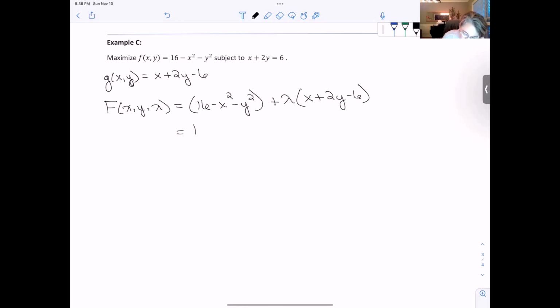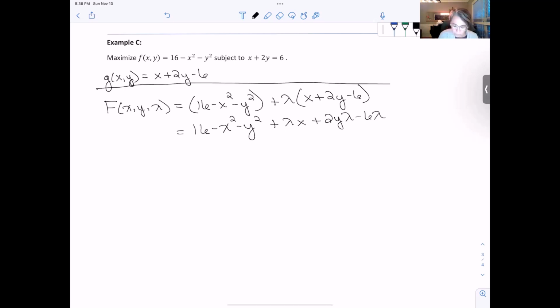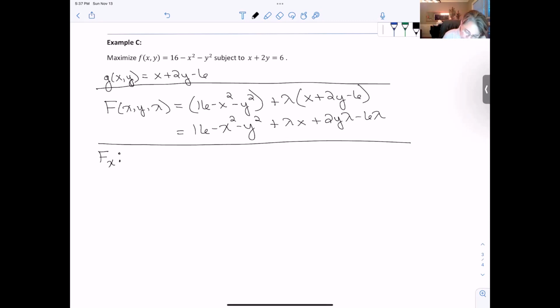So if it helps, go ahead and distribute that lambda. If it was hard to see those derivatives, you can do plus lambda x plus 2y lambda, 6 lambda, however you guys want to put that lambda. Set the constraint equal to 0. We have found our formula. Now we need to find all 3 of those partial derivatives. So capital F with respect to x, partial derivative. Derivative of 16 is 0. Negative x squared would give us a negative 2x. Y is a constant. Then we get plus lambda equals 0.